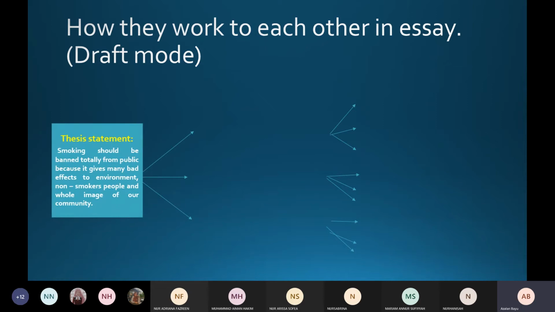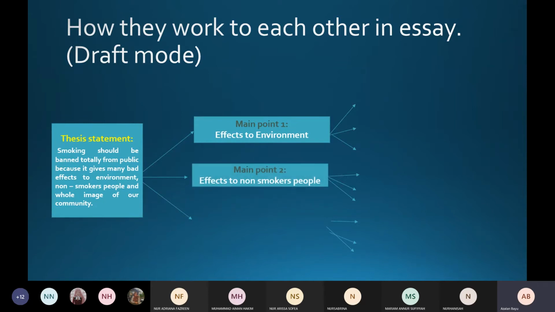Katakanlah I ambil thesis statement yang kita buat tadi. Thesis statement adalah smoking should be banned totally from public because it gives many bad effects to environment, non-smokers, people and whole image of our community. Ini adalah draft mode, bukannya yang full mode, bukannya yang you nak tulis. Draft mode maksudnya I tak buat ayat yang lengkap lah. Okay, so kita ambil first, environment. Main point 1, effect to environment. Lepas tu second is non-smokers people. Effect to non-smokers people. Lepas tu adalah whole image of the community.